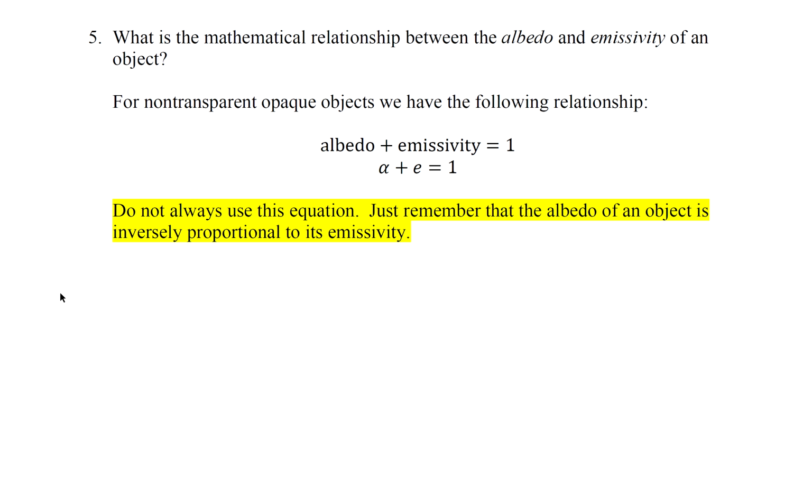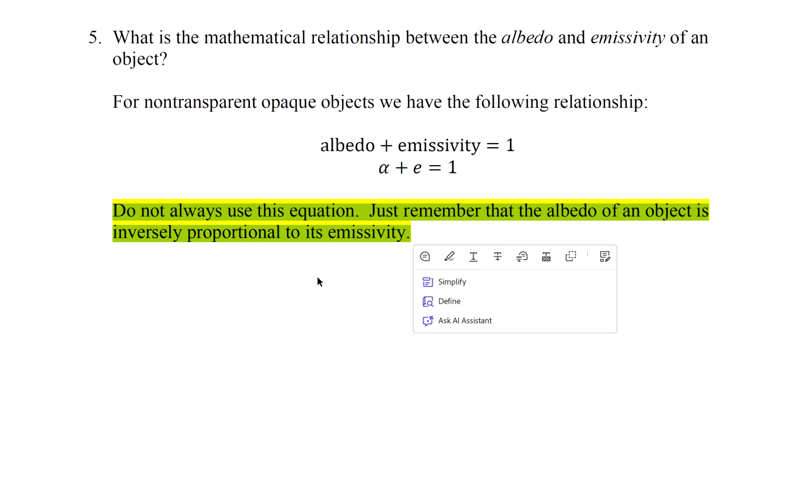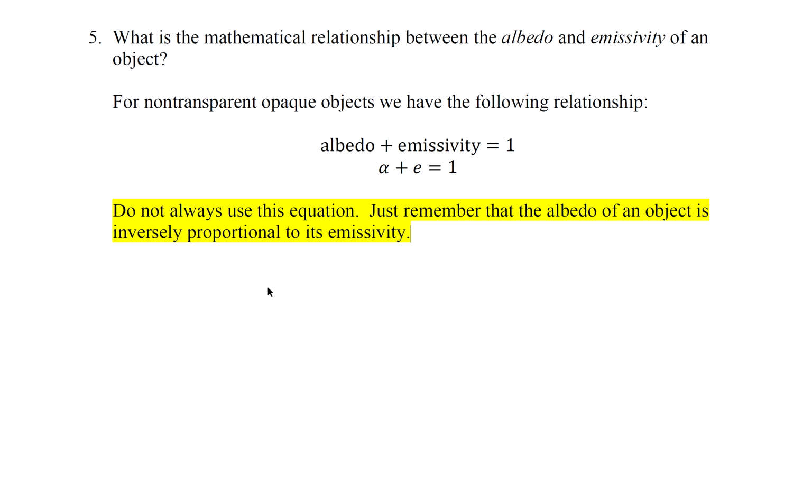Question 5. What is a mathematical relationship between the albedo and emissivity of an object? For non-transparent opaque objects, we have the following relationship. Albedo plus emissivity equals 1. But do not always use this equation. Maybe you should never use it. Just remember that the albedo of an object is inversely proportional to its emissivity.